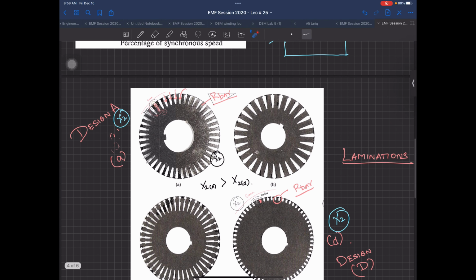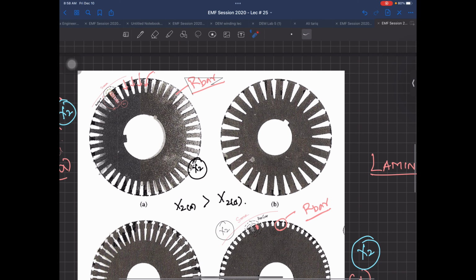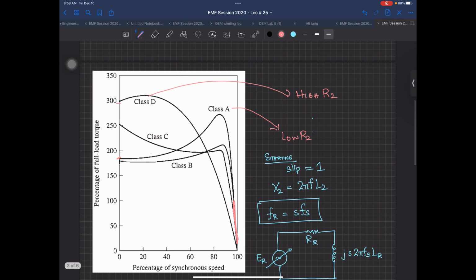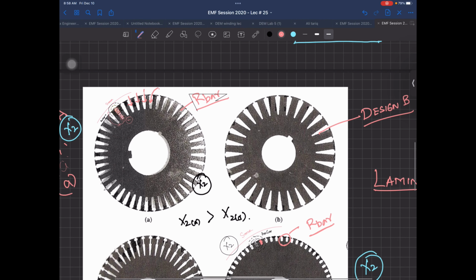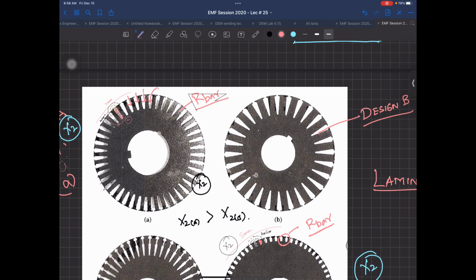Now compare your class A with design class B. Since you have already seen this design class B curve, the class B curve is almost the same. There is not that much difference between class A and class B. But physically, if you see these two, can you tell me the difference? A slight difference, not much difference there.